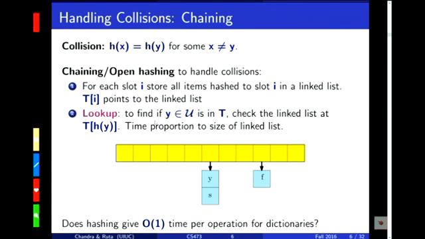So the question then is, does hashing actually give order 1 time? If the linked lists are very, very long at any position, then it's not good, right? If you hash all the elements to the same position, it's no use. Basically, you are just storing a linked list, right?